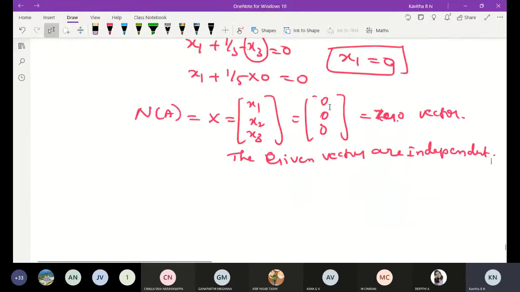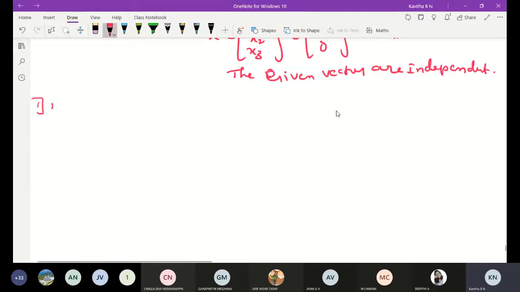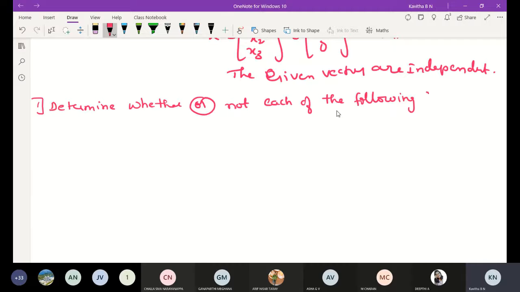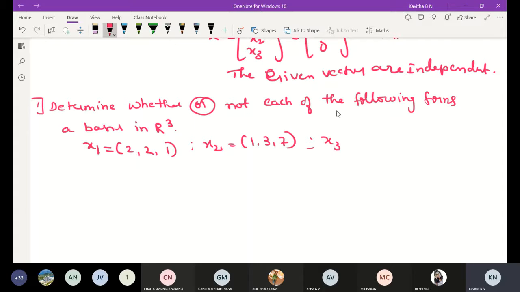Then next question: determine whether or not each of the following forms a basis in R to the power of 3. x1 is equal to 2, 2, 1 and x2 is equal to 1, 3, 7 and x3 is equal to 1, 2, 2. First solution.